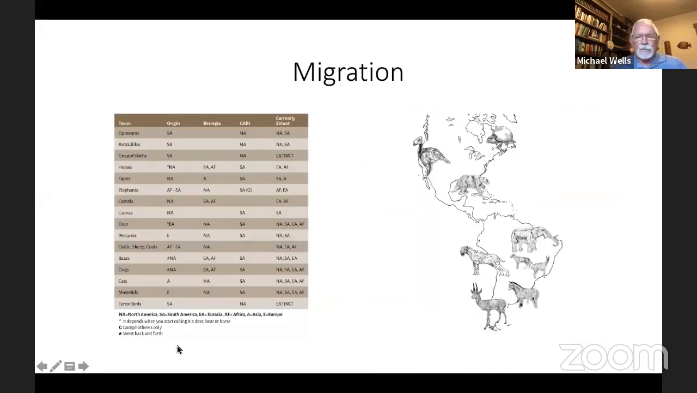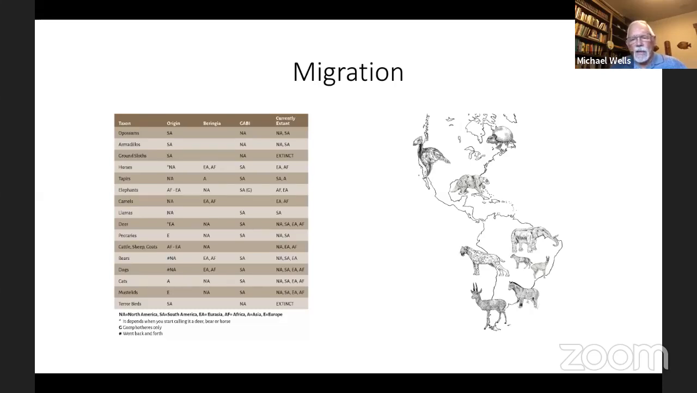And also, animals move around. They're very mobile. And one of the things that happened in the New World was what we call the Great American Biotic Interchange, where animals that had evolved in North America and animals that evolved in South America actually migrated back and forth over the Isthmus of Panama once it formed. And there isn't a good agreement on when that formed, probably sometime between 3 and 9 million years ago.